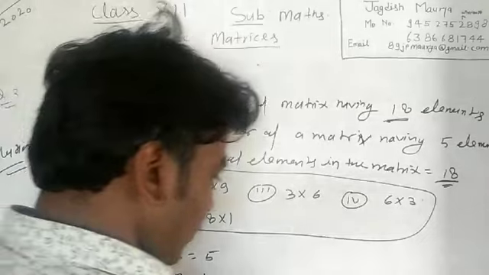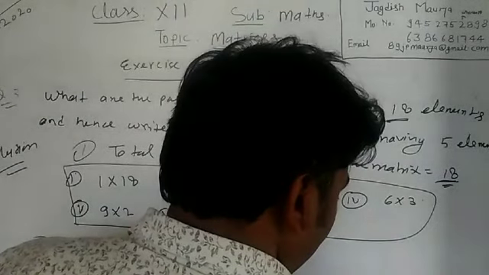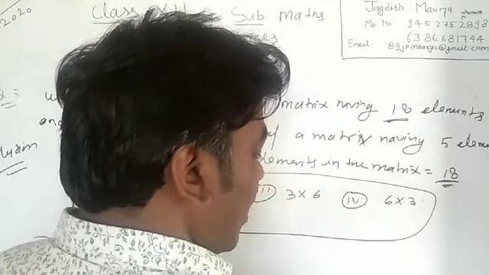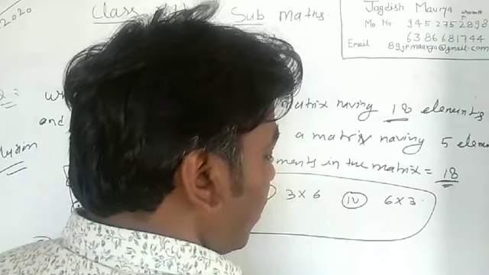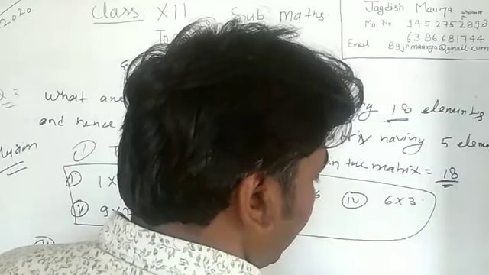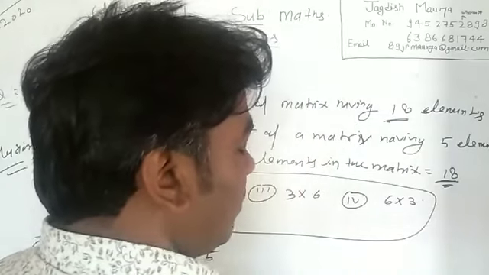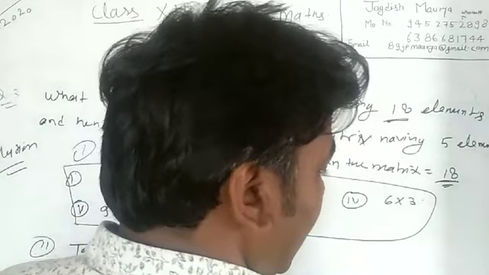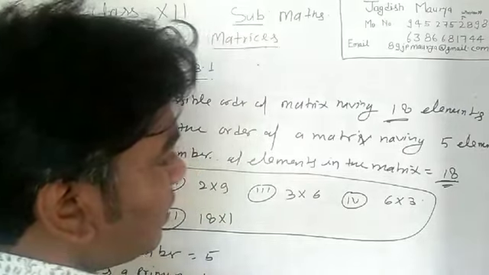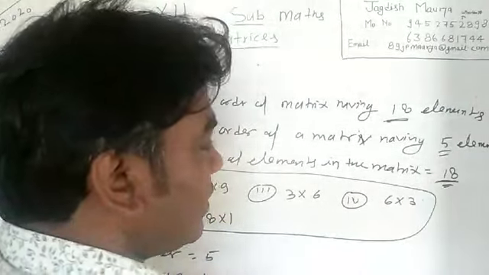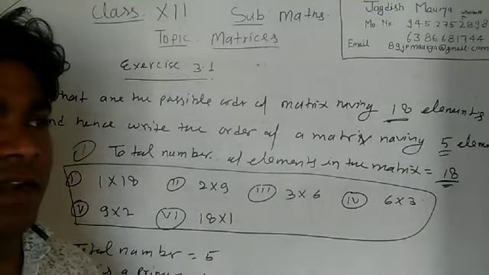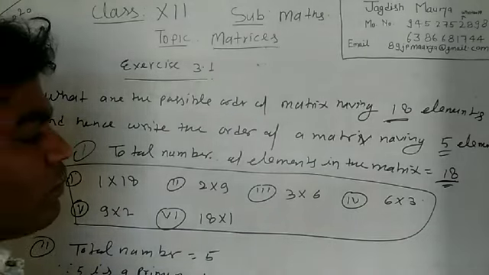1 by 5, meaning a matrix having 1 row and 5 columns, or 5 by 1. 5 by 1 means having 5 rows and 1 column. These are the possible orders of a matrix having 5 elements. Any matrix in which the total number of elements is a prime number has only 2 possible orders.